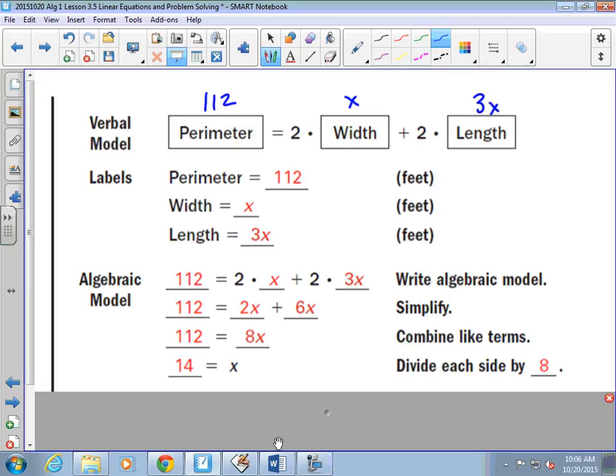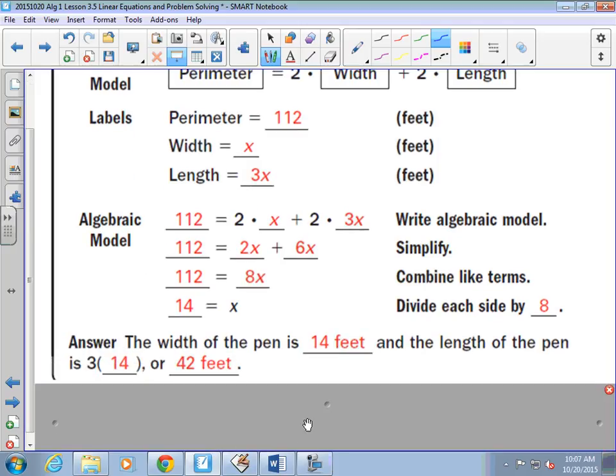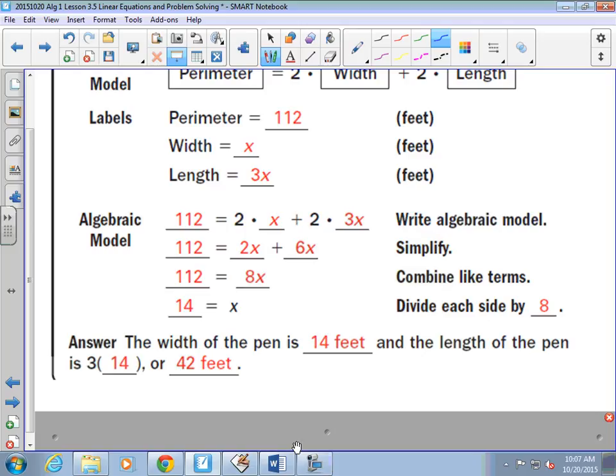So again, going back to the picture from a second ago, which one is going to be 14, the length or the width? Which one is simply represented by x? The width is. So the width will be 14 feet, and the length will be 3 times that 14 feet, which is 42 feet. So again, your picture of your dog pen would look like this. These would be 14, and these two would be 42 on your picture according to your length and your width.